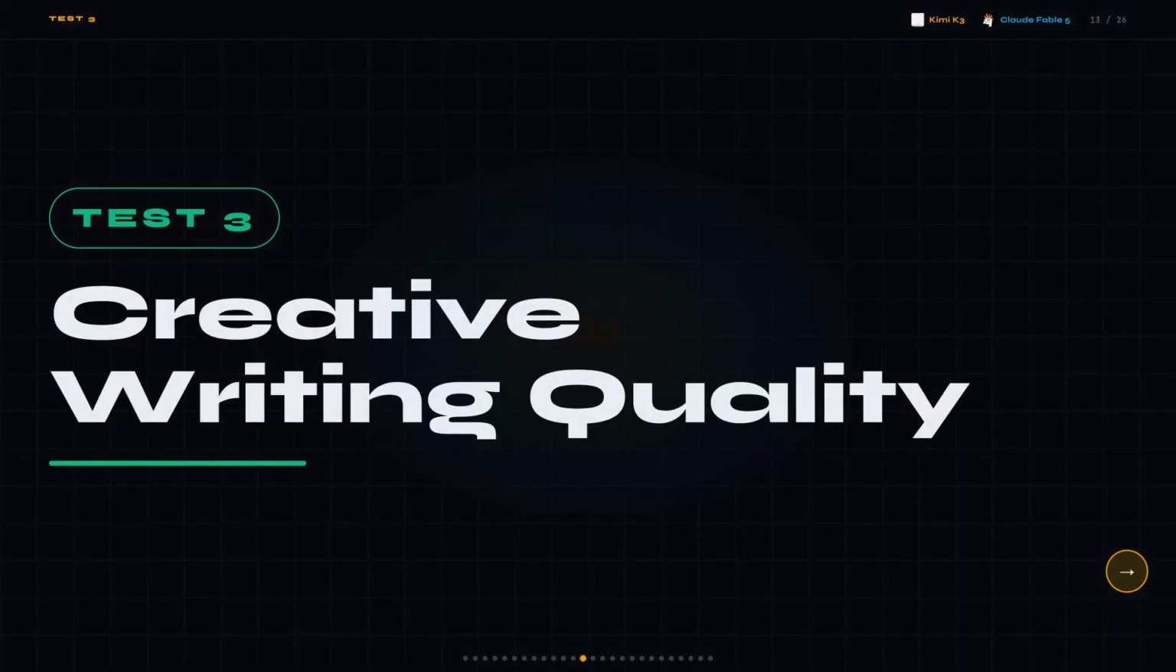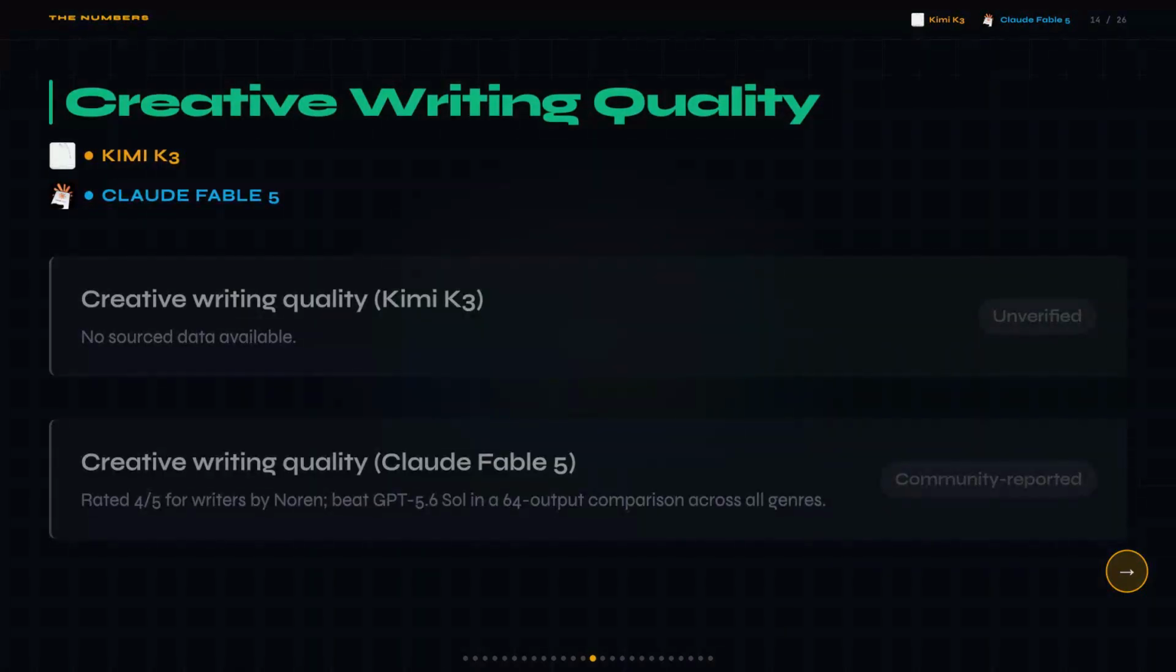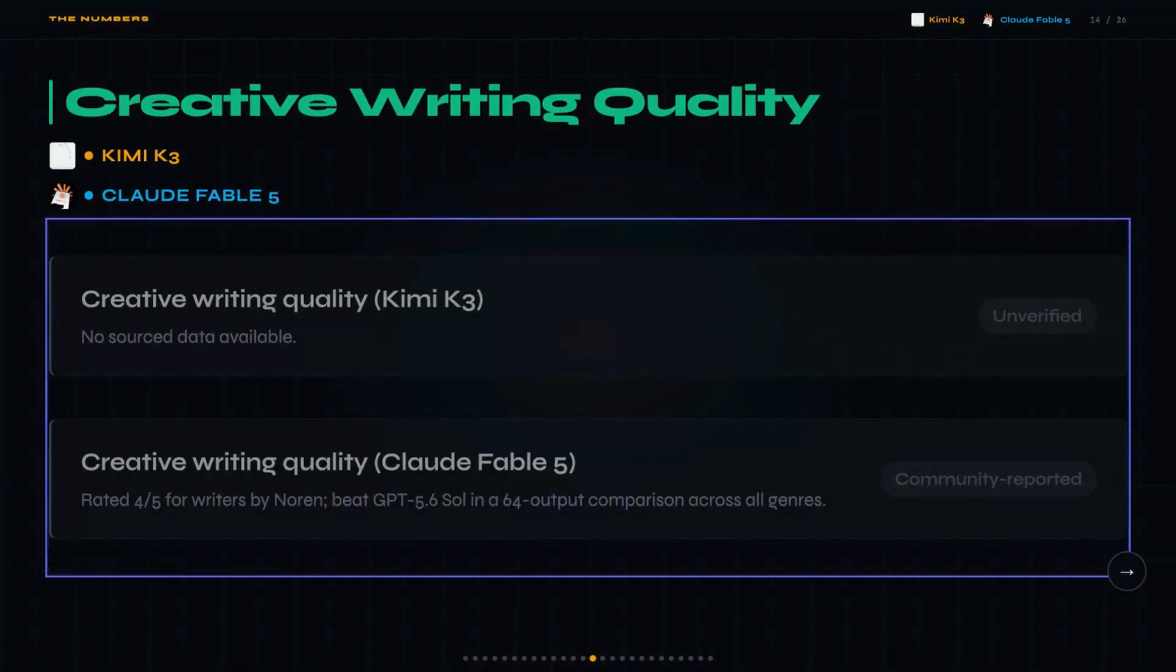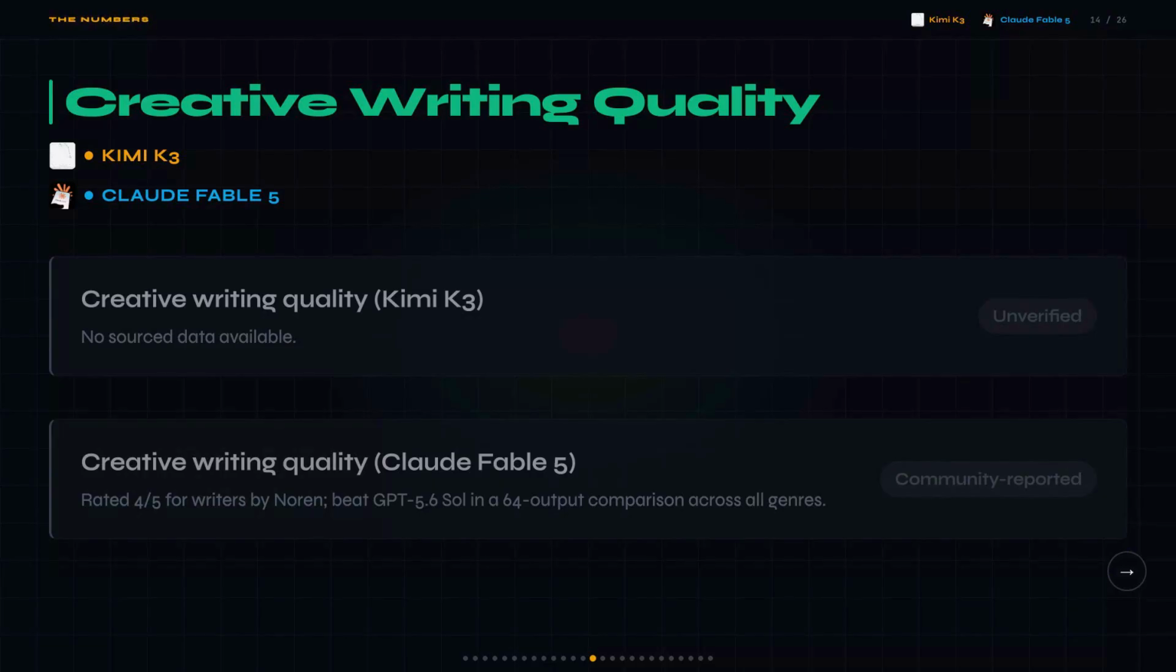Now, test 3 is creative writing quality. What goes wrong is subtle, but it costs you. You ask the model to write in a specific tone of voice, it drifts after a few thousand words, and now you're spending an hour editing output that was supposed to save you time in the first place. What I found here is actually a bit frustrating. Claude Fable 5 has real data, rated 4 out of 5 for writers by Norin, and it beat GPT 5.6 Sol in a 64 output genre comparison.